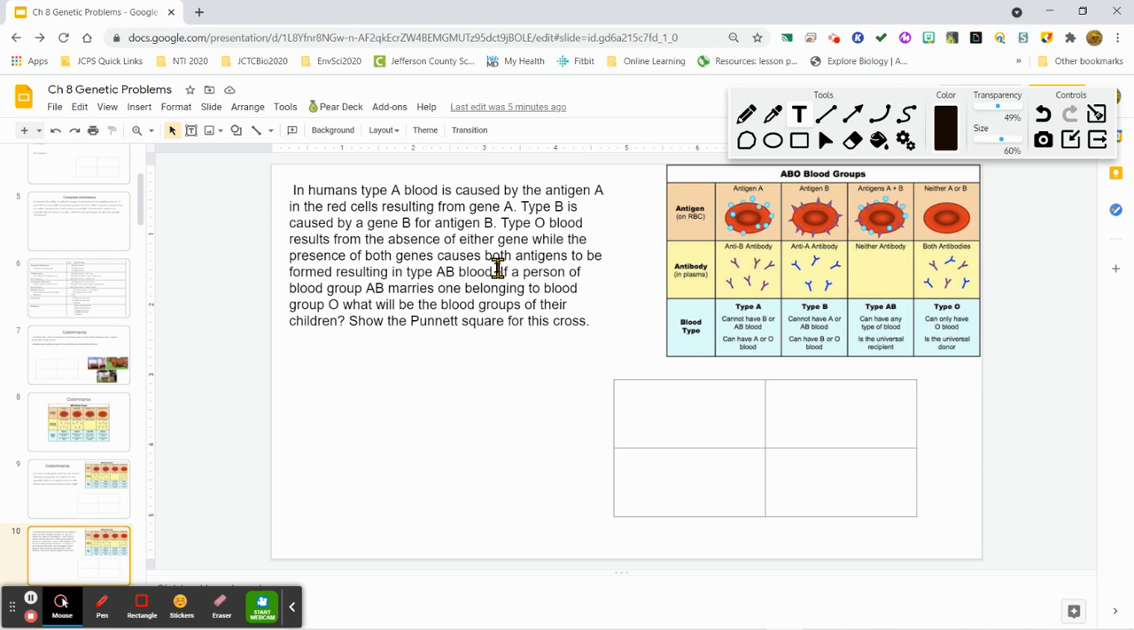Okay, so here's the next problem. In humans, A blood type is caused by the antigen A in the red blood cells resulting from gene A. Type B is caused by gene B for antigen B. Type O blood results in the absence of either gene, while the presence of both genes causes both antigens to be formed, resulting in a type AB blood. If a person of blood group AB marries one belonging to blood group O, what will be the blood groups of their children? Show the Punnett square for this cross.